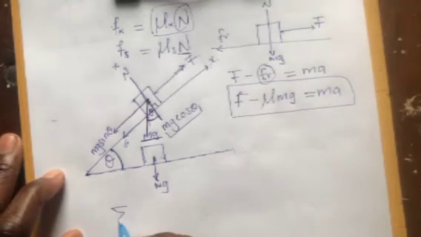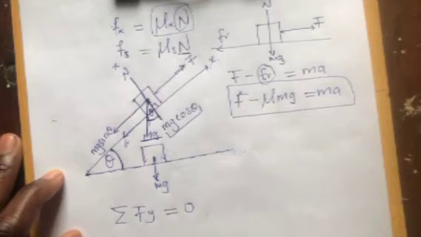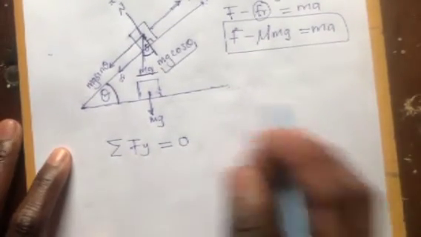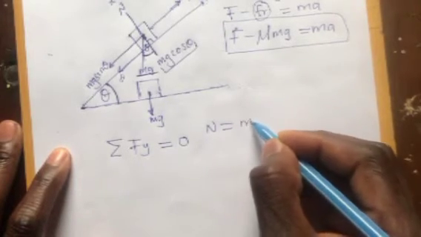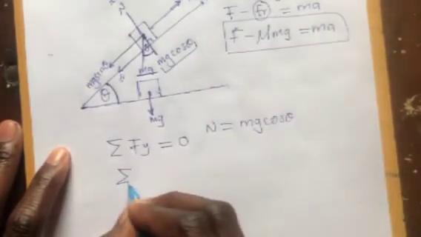Then you say the summation of forces in y must be equal to 0. Why do we write equal to 0? It's because the object is not moving in that direction. So you write like this. You say normal force in this case is going to be equal to mg cos theta.